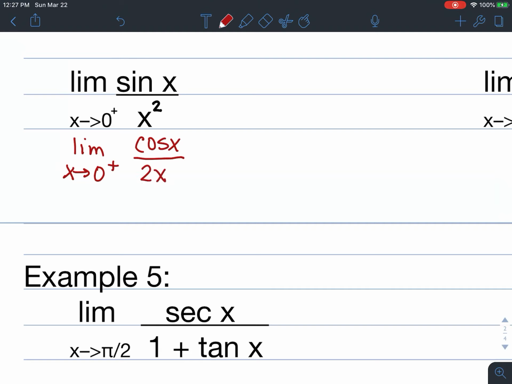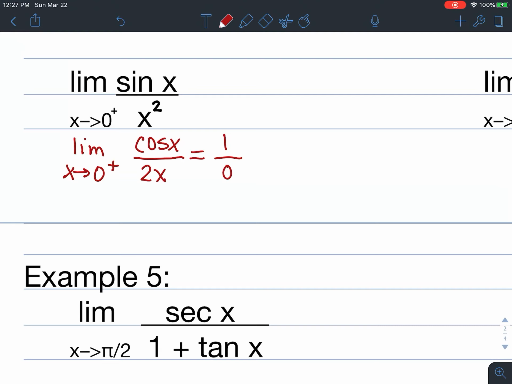And if I put 0 in here, I'm going to get the cosine of 0, which is 1, over 2 times 0, which is 0. So 1 over 0 is not an indeterminate form. What that really means is that there's an asymptote there. And so if you're coming from the right, you're either approaching positive infinity or negative infinity. So we're going to have to figure out which way we're going.